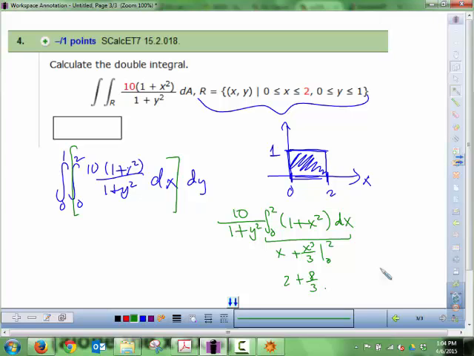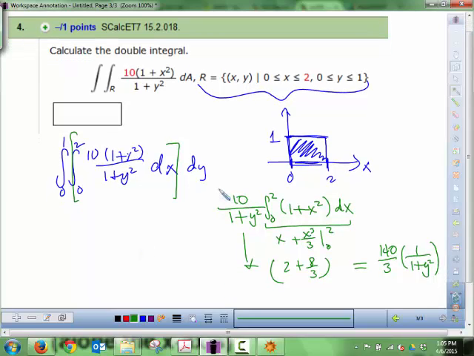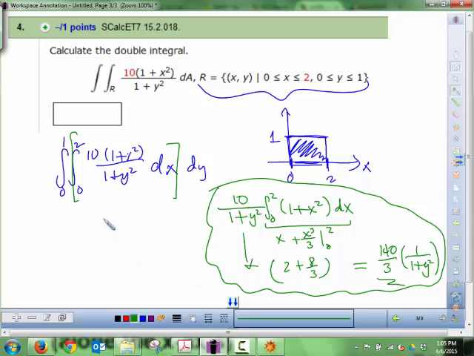Yeah, 14 thirds. So multiply by this down here, I'm going to get 140 over 3 times 1 over 1 plus y squared. Okay? So you could have done it down here, right below, but I decided to do this off to the side. And then now that I have my answer for this, I'll put that in here.